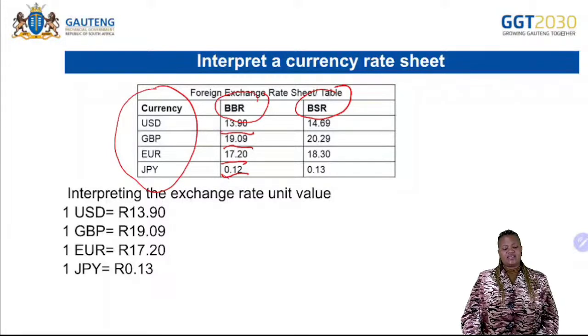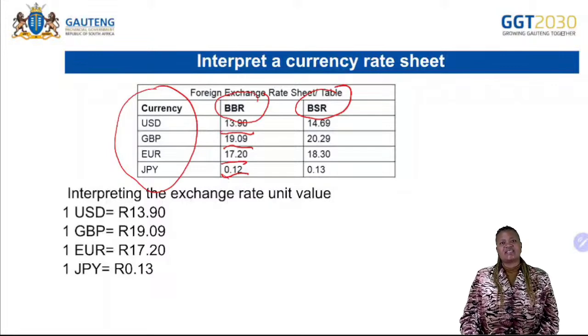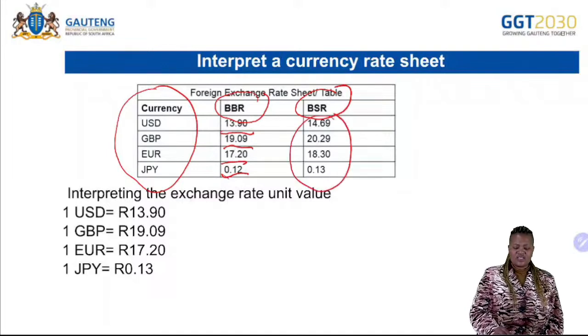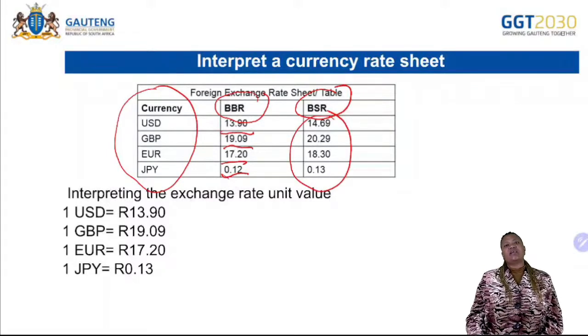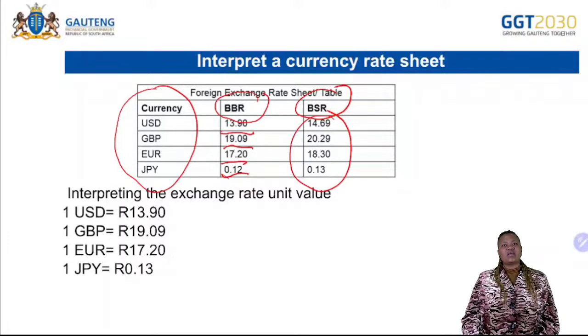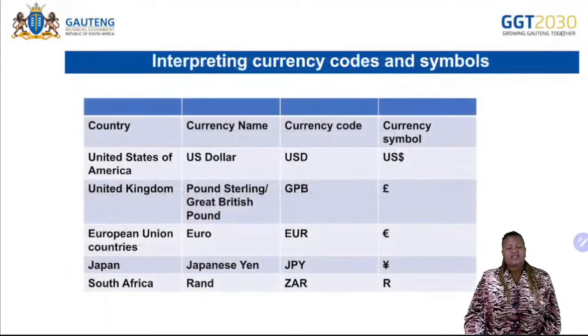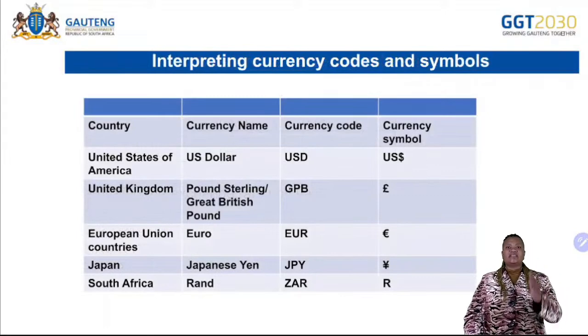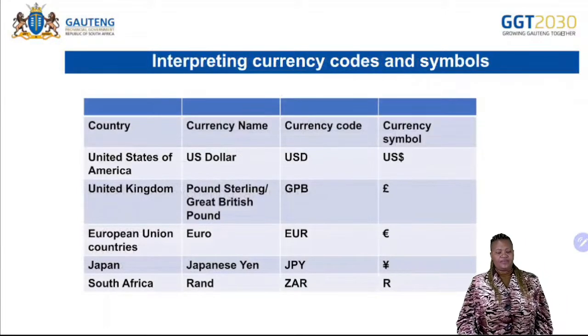Remember that the bank buying rate is the price or rate at which banks buy foreign currency, and the bank selling rate is the price at which banks sell foreign currency. And what you always need to know also is that the bank selling rates will always remain higher than the bank buying rates. Why? Because the bank aims to make a profit when it is selling a foreign currency. And the bank buying rates will be less than the bank selling rate.